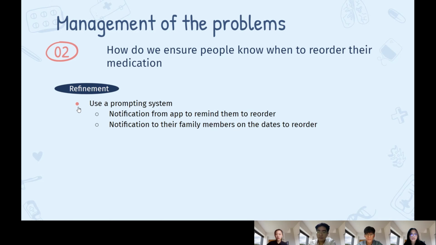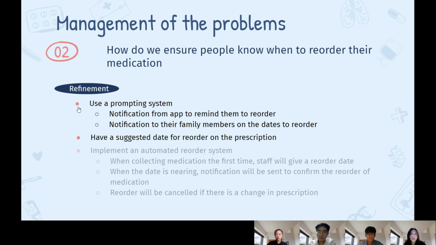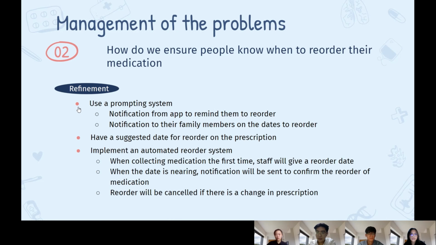So when patients are collecting their medications physically, the healthcare worker can have a suggested date for reorder on the prescription. And the implementation of an automated reorder system, where notifications will be sent when the reorder date is nearing to confirm the reorder of medication. And if there is a change in the prescription, the reorder will be automatically cancelled. Lastly, the healthcare workers can educate patients on how to calculate when to reorder their medications.